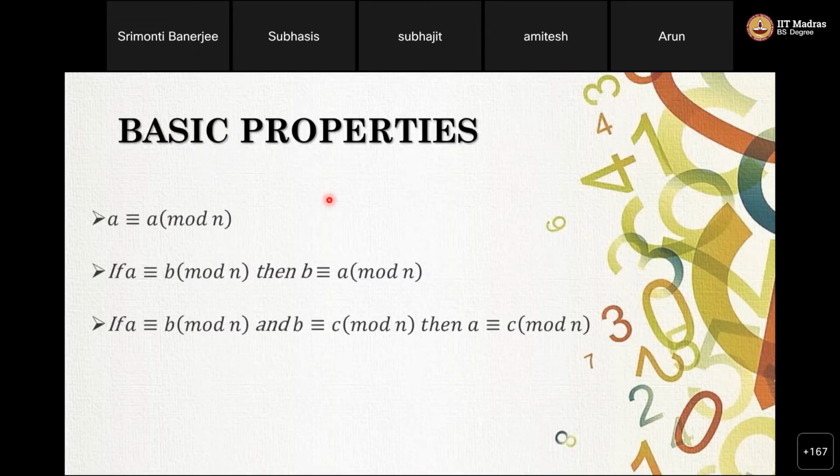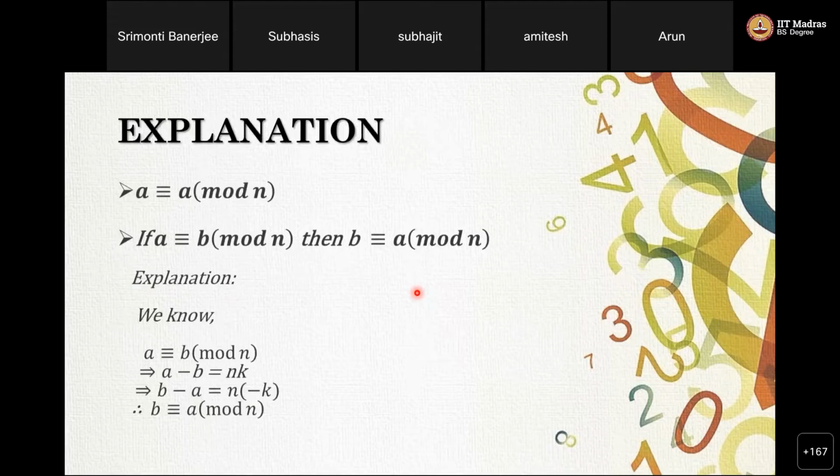Now, taking a look at the second property, if a is congruent to b mod n, then b is congruent to a mod n. Now, I'll give a quick explanation for this one. So we know that if a is congruent to b mod n, this implies that a minus b is equal to n into k, where k is some integer. So this also implies that b minus a is equal to n into minus k, which gives us b congruent to a mod n, right?